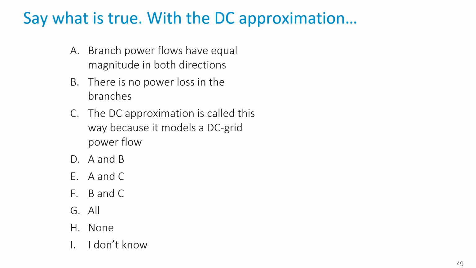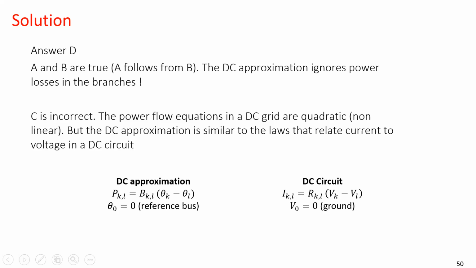I close the poll in a few seconds. Closing. Branch power flows have equal magnitude in both directions. This is true. There is no power loss in the branches. This is true, nor anywhere, by the way. The losses are always in the branches. And is it called this way because it's a DC grid power flow? Unfortunately not. And so this is a misleading terminology. It's perhaps useful to know why.